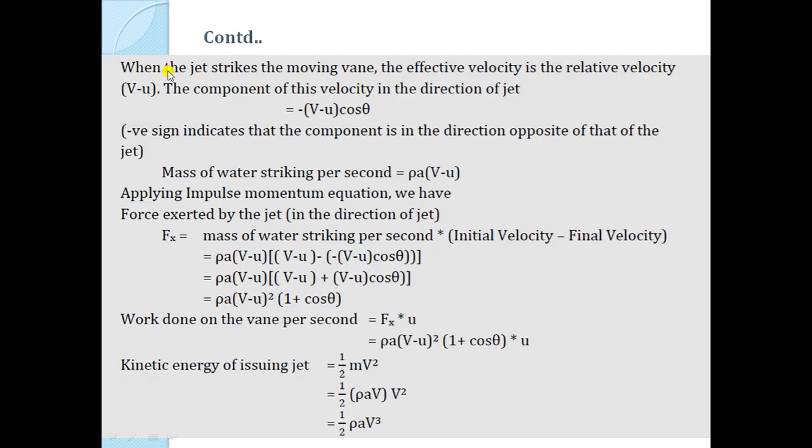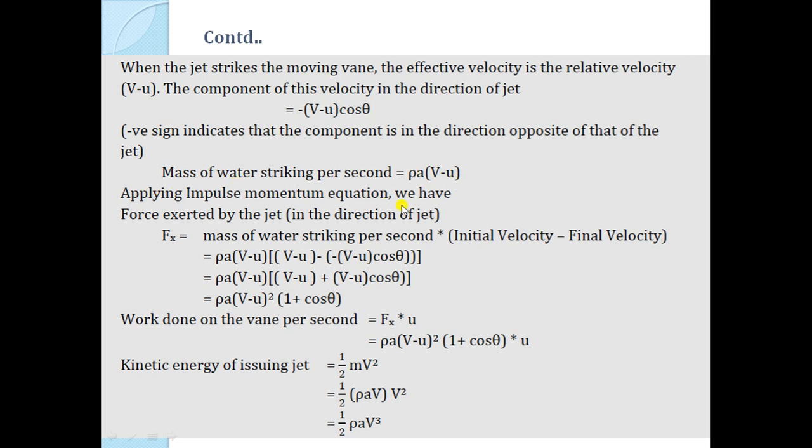Now, as I said, when the jet strikes the moving vane, the effective velocity is the relative velocity. So the component of this velocity in the direction of the jet is minus (V minus U) cos theta. The minus sign indicates that the direction of this velocity component is opposite to the original direction. Mass of water striking per second, in the previous case it was rho A V. In this case it is rho A (V minus U).